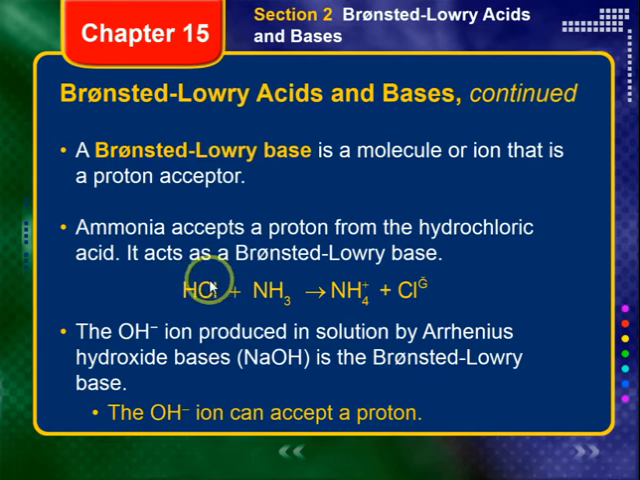Again, this is a Bronsted-Lowry acid because it's going to be donating this hydrogen. Well, where's the hydrogen going? To the ammonia. It's the ammonia that's going to accept that proton to become NH4 with a plus.